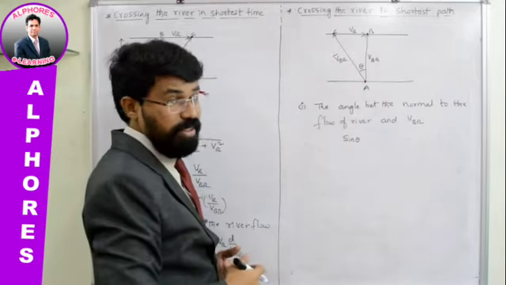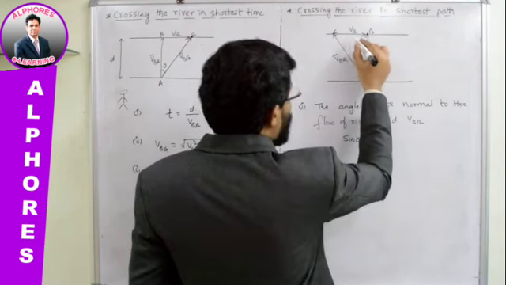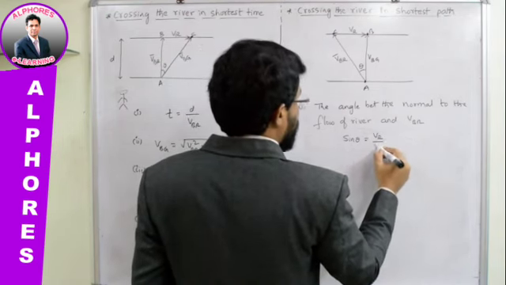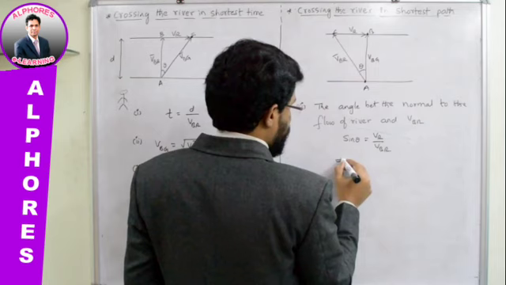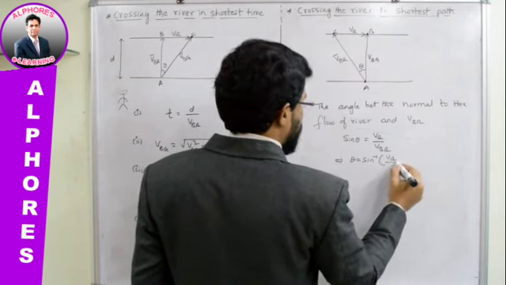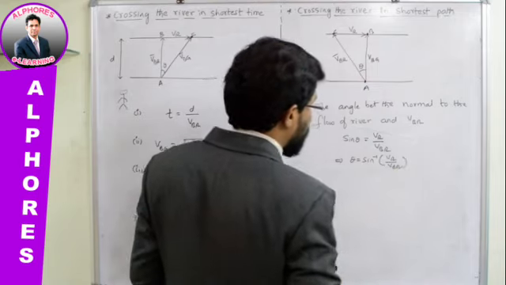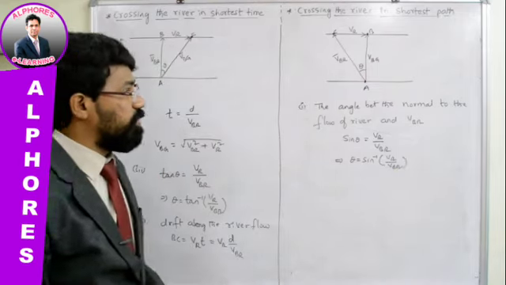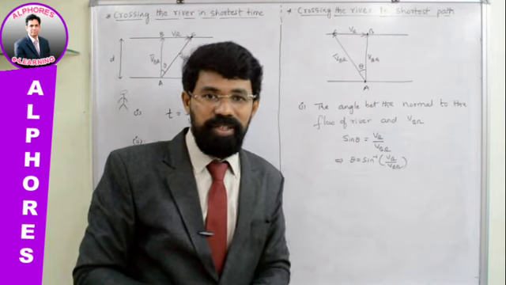I can write an expression for sine theta, isn't it? So sine theta is equal to opposite side VR by VBR. That implies theta is equal to sine inverse of VR by VBR. So this is the angle made by velocity of boat with the normal between the banks of the river.